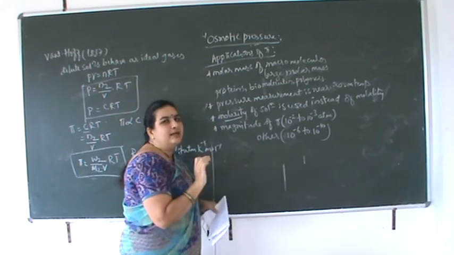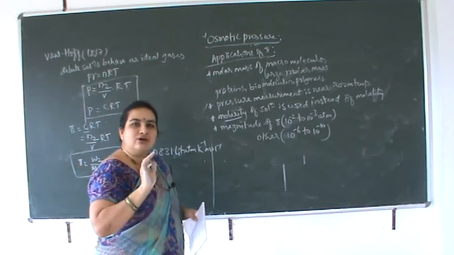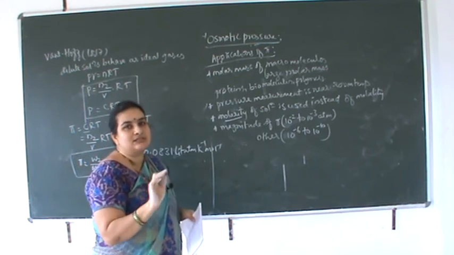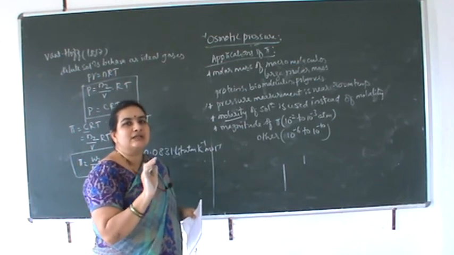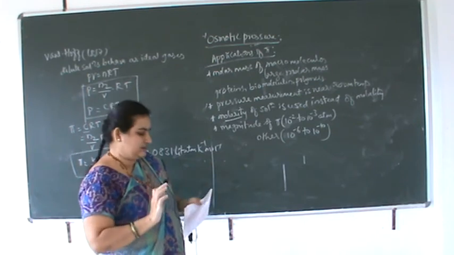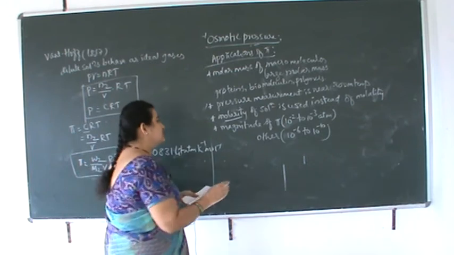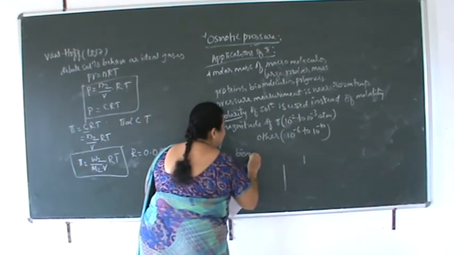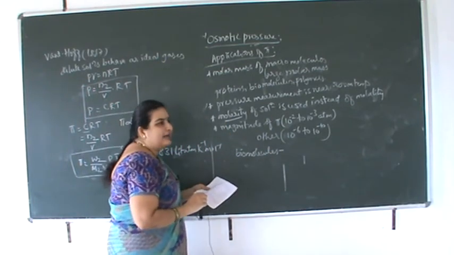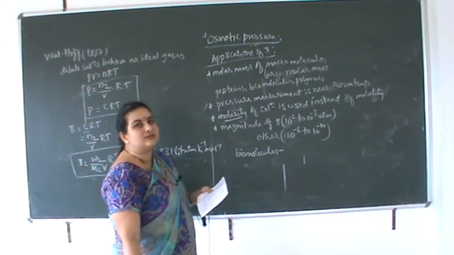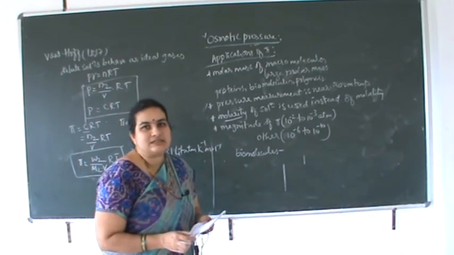So it will be easy and convenient to use the osmotic pressure for the calculation of large mass molecules like proteins, biomolecules, then polymers. This technique is particularly used for biomolecules because they are not stable at higher temperature, and for polymers because they have poor solubility in water. Here the four colligative properties end.